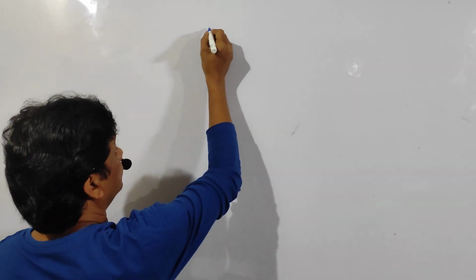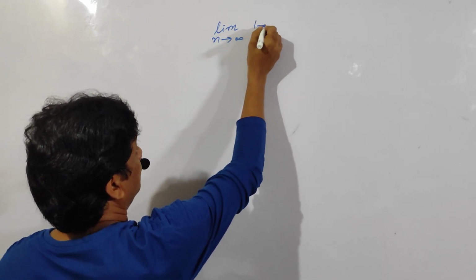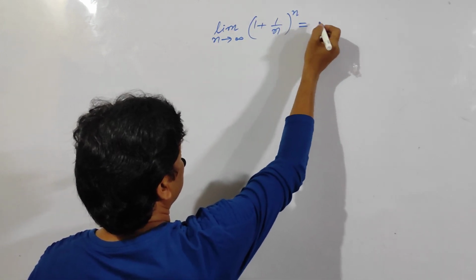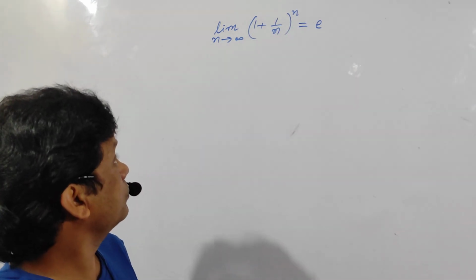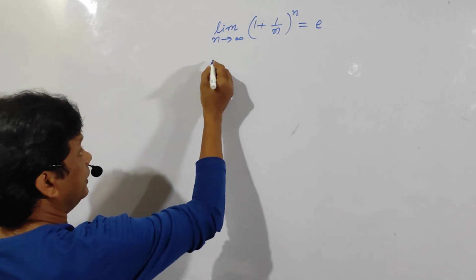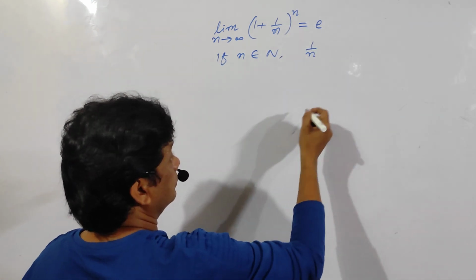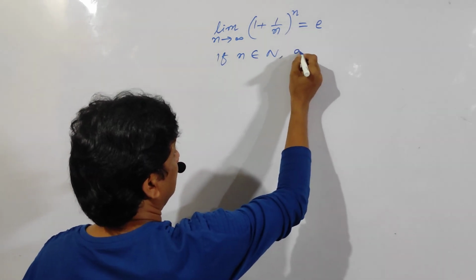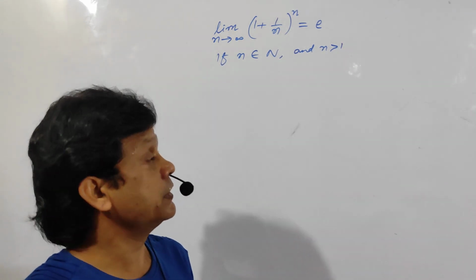Now I am going to prove that limit n tends to infinity of (1 plus 1 by n) to the power n is equal to e. I have to prove this one. So how to prove this one? See here. If n is a natural number, and n is greater than 1, that means n is a natural number which is greater than 1.